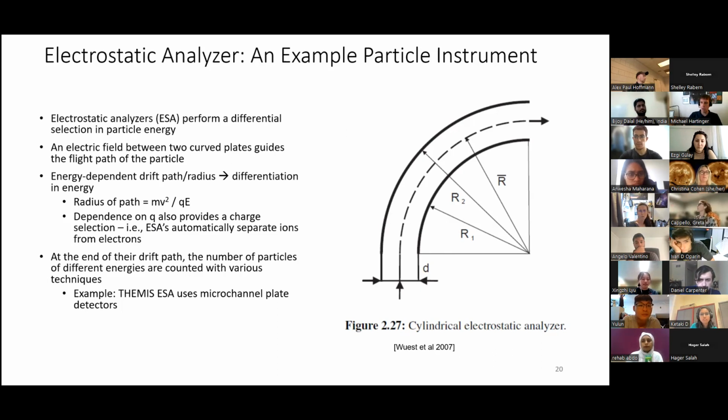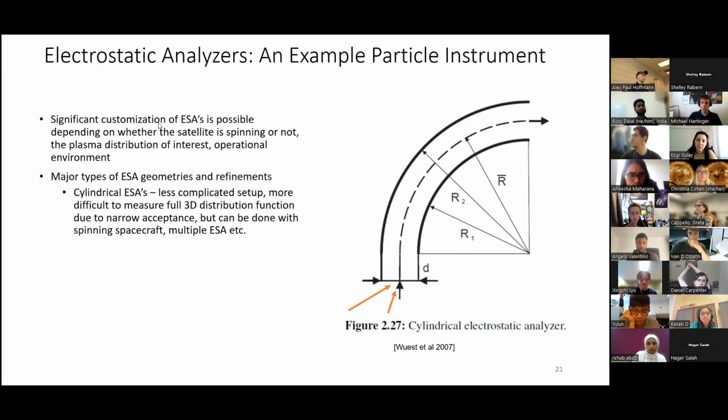But one thing this diagram doesn't show you: particles enter here, and depending on their energy, they might end up at different locations at the end of this drift path. Then you need to count them somehow, and that varies from ESA to ESA. In the THEMIS ESA, a microchannel plate is used to get the number of counts, but other ESAs might use a different technique. So this is a really simple introduction, but there's lots of customization.